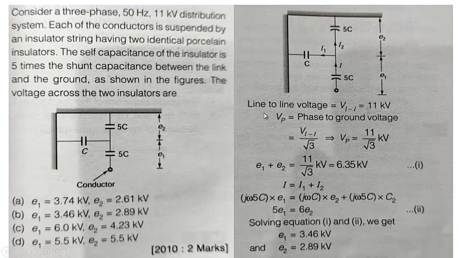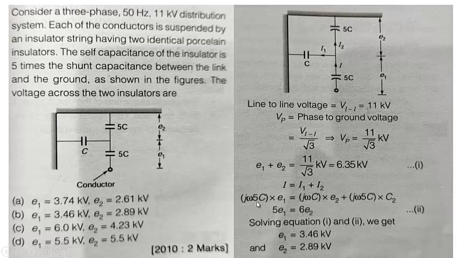So here, line to line voltage is given as 11 kV, phase voltage will be 11 by root 3. So E1 plus E2 will be equal to 6.35, that's 11 by root 3. From this figure, I is equal to I1 plus I2. So j omega 5C into E1 is equal to j omega C into E2. Usually in the class I have omitted the value of j because you will see in all the equations this j will be cancelled out.